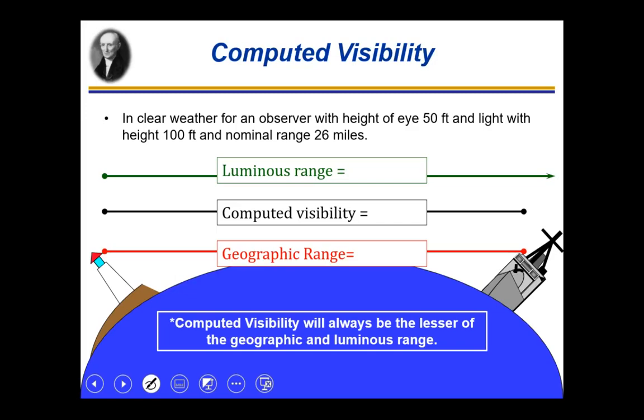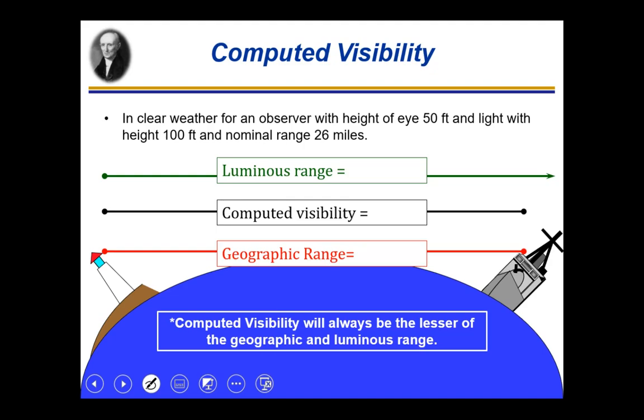Hi everyone. We just reviewed how to calculate both luminous range and geographic range. Now we're going to put it all together and compute visibility for a specific light. We're going to review two example problems, one in which luminous range is greater than geographic range, and one in which geographic range is greater than luminous range.